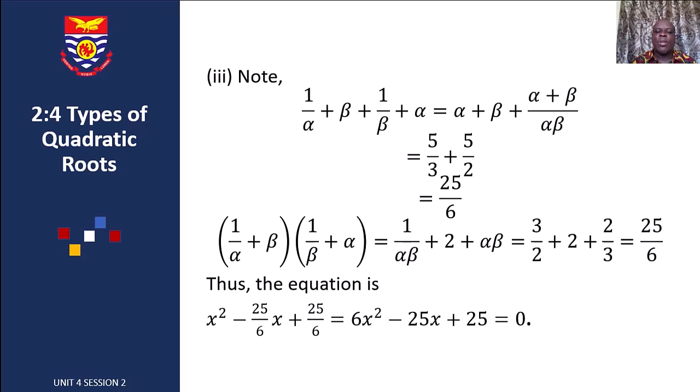So the equation now becomes x squared minus 25 over 6x, 25 over 6 is the sum, then plus the product, which is 25 over 6. We multiply through by the LCM, which is 6, and we have 6x squared minus 25x plus 25 is equal to 0. You can try more examples on your own and show your solutions to your friends.